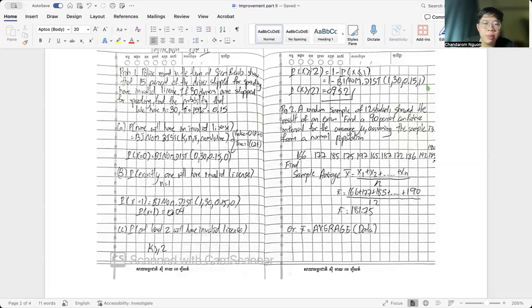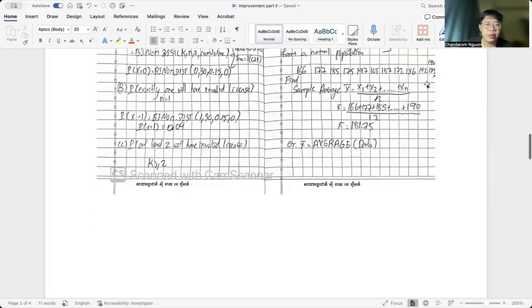So moving on to problem 2, based on the problem, we have to find the sample data. First, we need to find the sample average. We can use the formula x̄ = (x1 + x2 + x3 + ... + xn) / n, where n is the number of data. After substituting all values in, we got the sample average equal to 181.75. However, we can use an Excel formula, starting by typing =AVERAGE and putting in the data range.